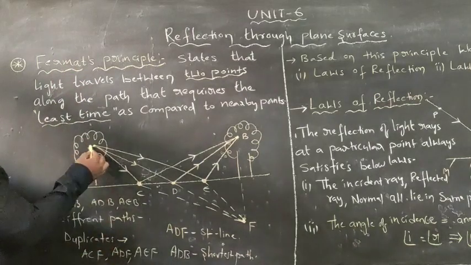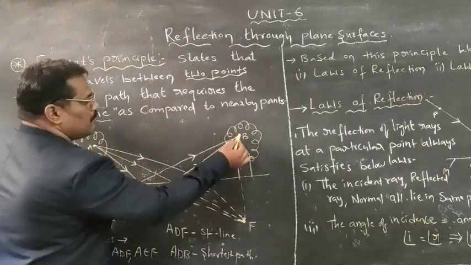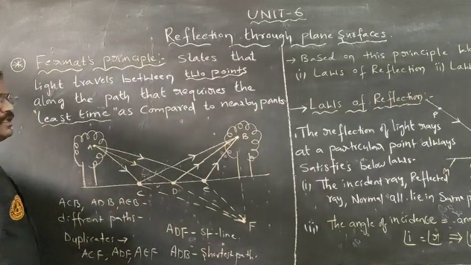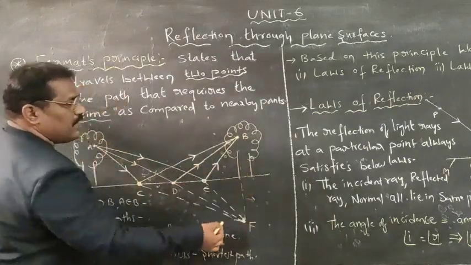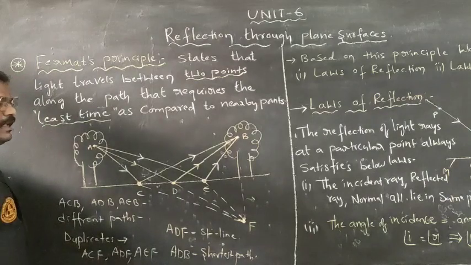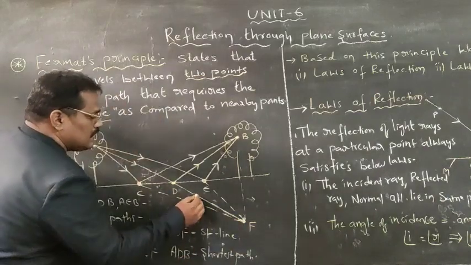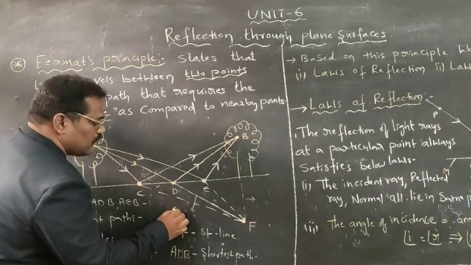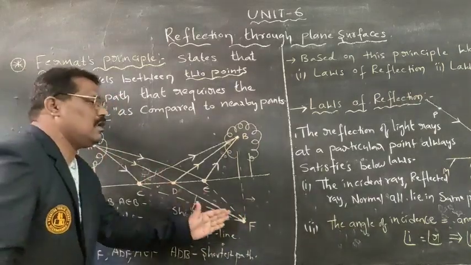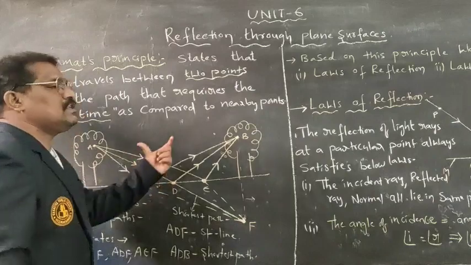Fermat's principle. See here, A, C, B is one path, A, D, B is another path, A, E, B is another path. Among these 3 paths, we have to know which is the shortest path. To identify the shortest path, we have to mark a duplicate point, so that the duplicate path can be identified. If we identify the duplicate path, the light ray will travel in the form of a straight line. That line indicates nothing but what? The shortest path, and it will take the least time to travel. Therefore, A, D, B is the light ray traveling in a path which takes the shortest time.